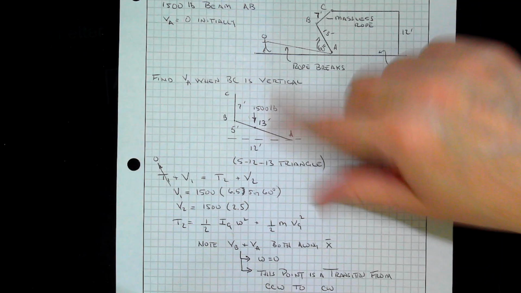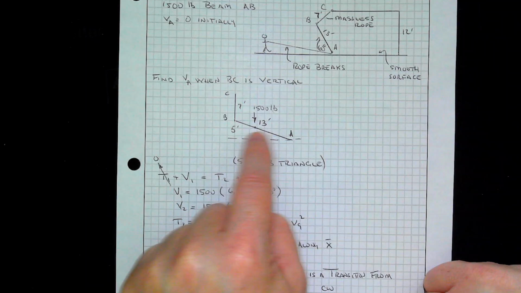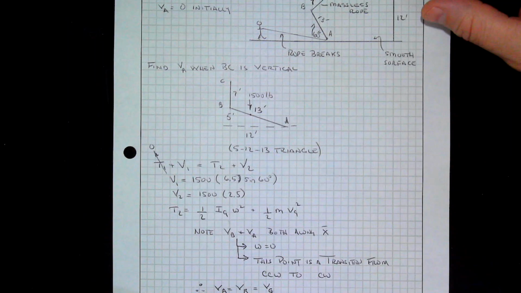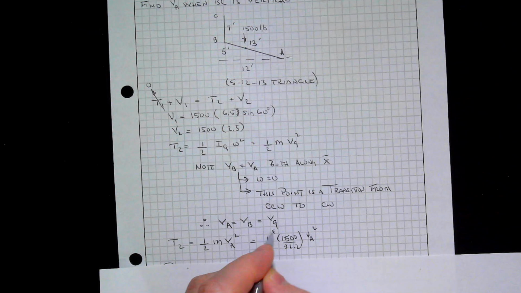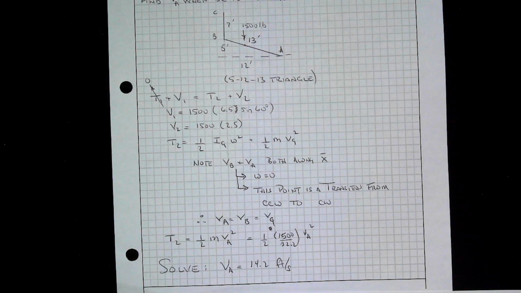So this is my kind of free-ish body diagram. Here's CB, it's vertical, it's 7 foot long. This is a 13 foot long beam. Here's the center of mass, 1,500 pounds acting there. Since the roof is up 12 feet, here's 7 feet down, that makes 5 feet here. If you do the math, that would mean this is a 5, 12, 13 triangle. 5 squared plus 12 squared equals 13 squared. All right. And we want the velocity here at A.